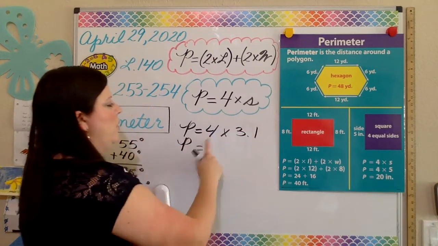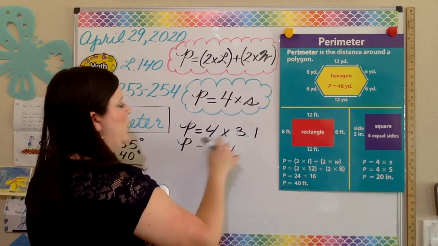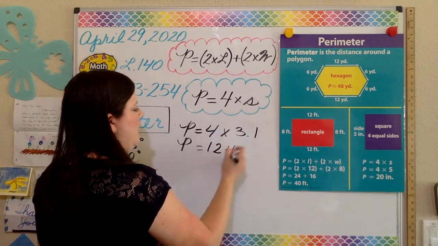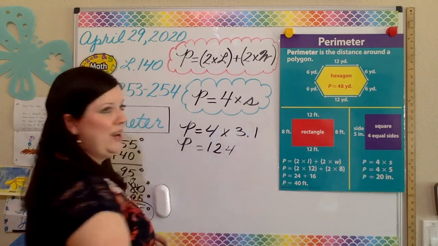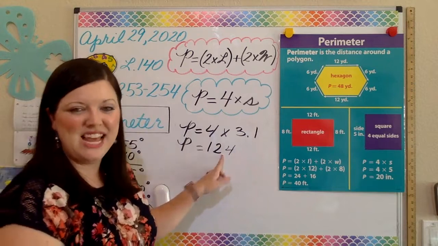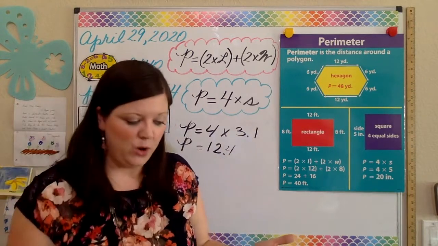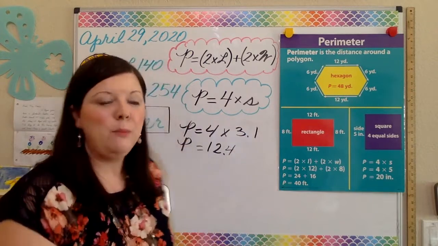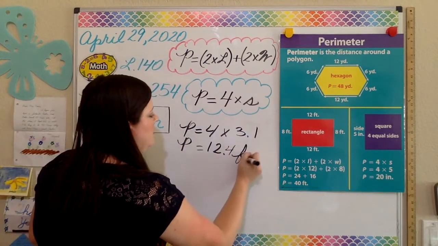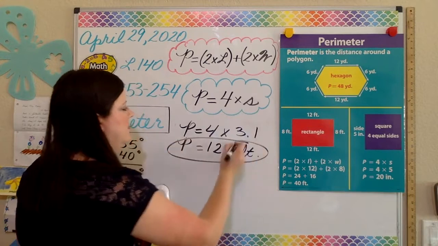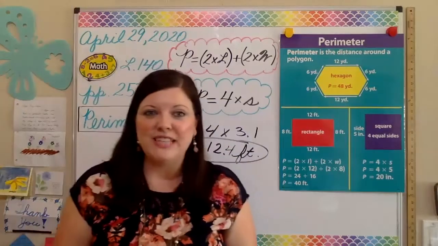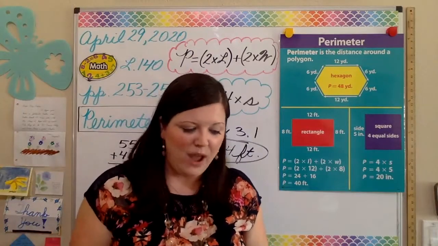Let's multiply. 4 times 1 is 4. 4 times 3 is 12. There was 1 digit behind the decimal point here, so there will be 1 digit behind the decimal point there. Last of all, add your label, or in this case, your measurement. We're measuring with feet. FT period. You will work all the ones for section 3 this exact same way.